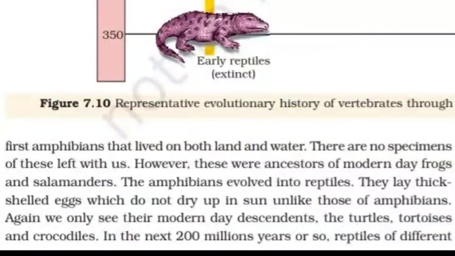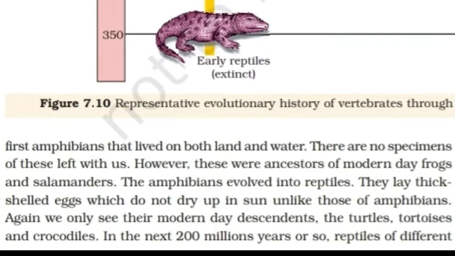first amphibian that lived on both land and water. There are no specimens of these left with us. However, these were ancestors of modern-day frogs and salamanders.